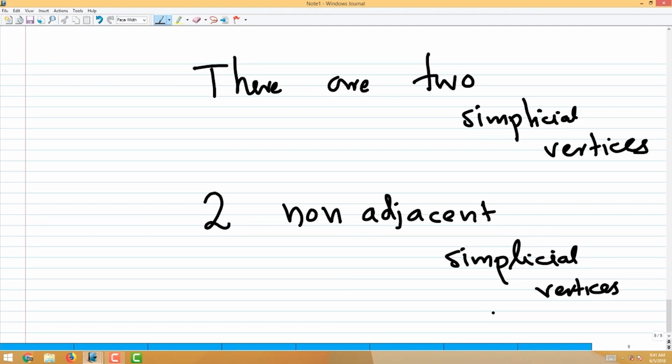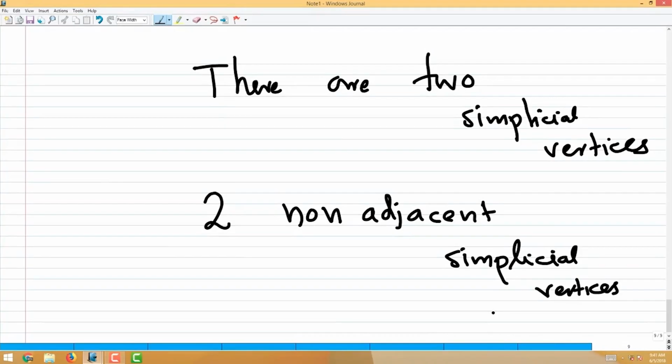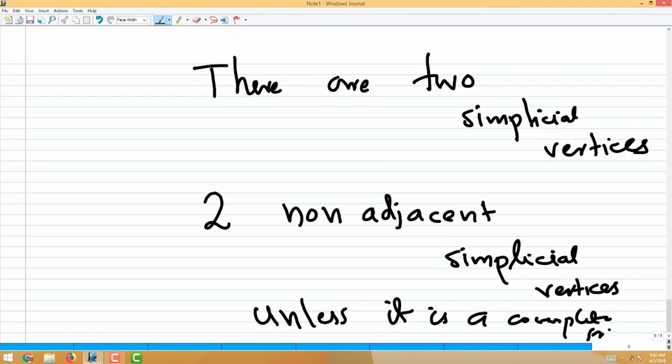But you will tell me that complete graphs are chordal graphs, right? Complete graphs do not even have non-adjacent vertices. They are all simplicial vertices, but none of them are non-adjacent. So how can you have two non-adjacent vertices? We should avoid that case unless it's a complete graph. I think this is what we should set up.